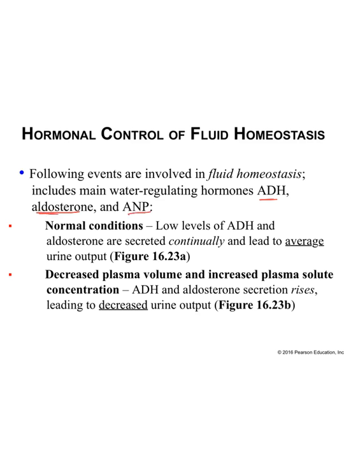In normal conditions, meaning the amount of fluid you have in your body is normal, you have low amounts of ADH and aldosterone that are still secreted. They're continually secreted to make sure that the amount of urine that we're producing is normal. You don't want to be urinating too much and cause dehydration.